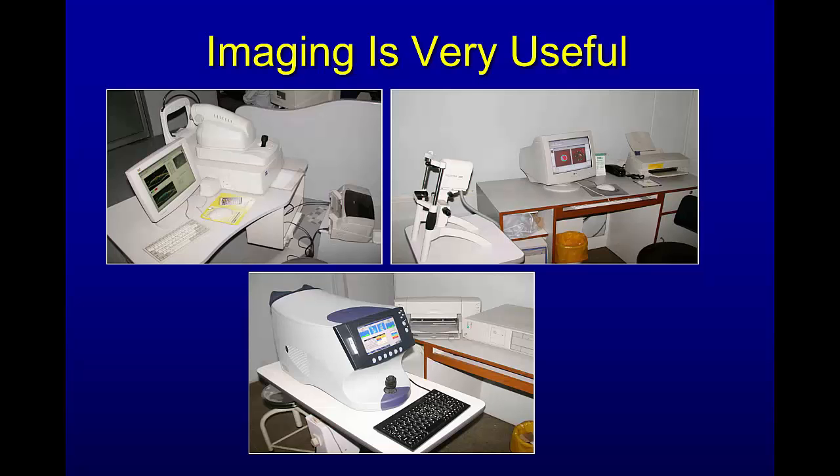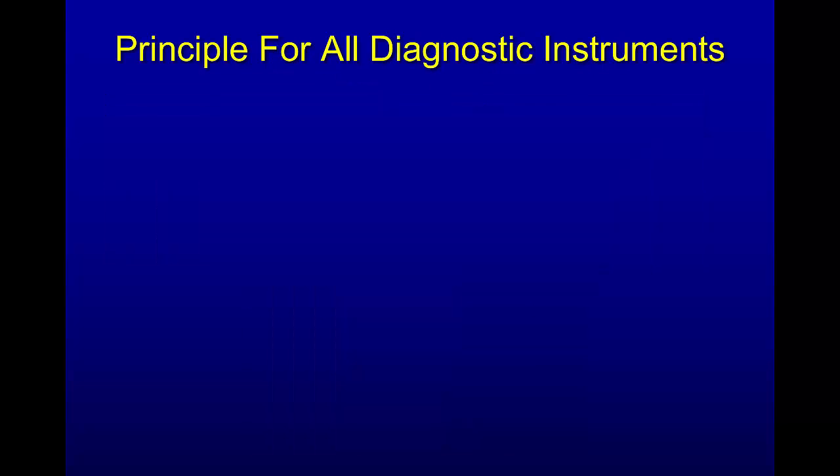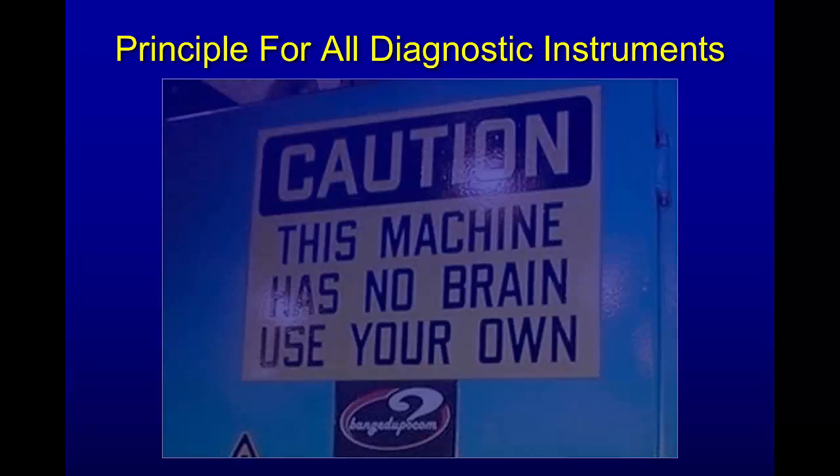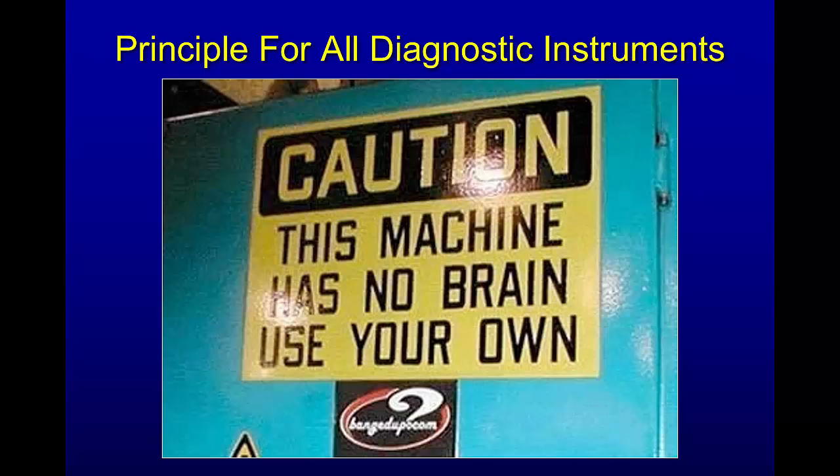So imaging is very useful, but what's important is how you use it. And what I've explained to you is just the clinical science behind using such sophisticated tests. But this science is applicable to every test, starting with hemoglobin. The principle for all diagnostic instruments, however expensive they may be, and however seductive the printout may be, the principle for all diagnostic tests is the same. The machine has no brain. You're expected to use your own.